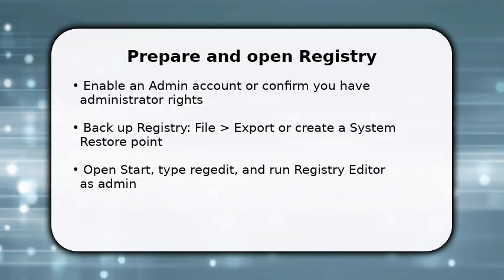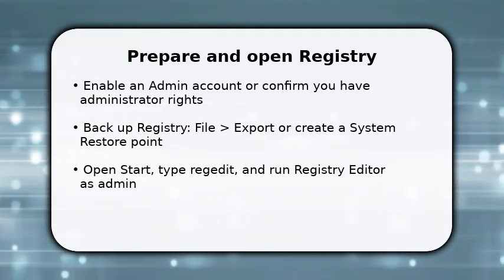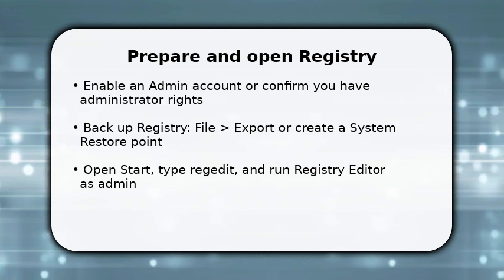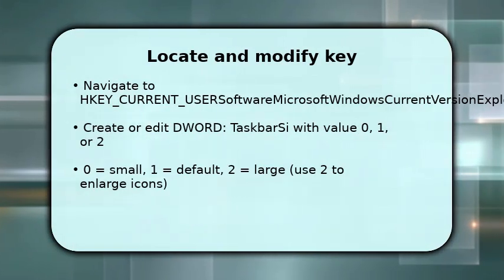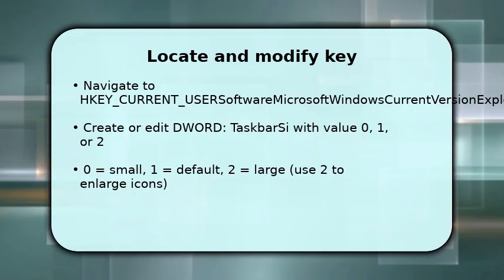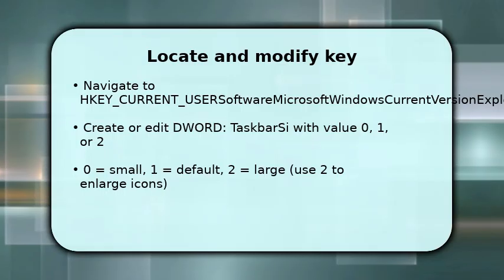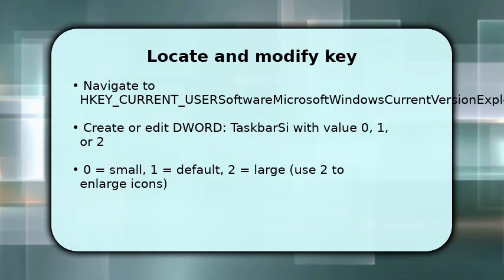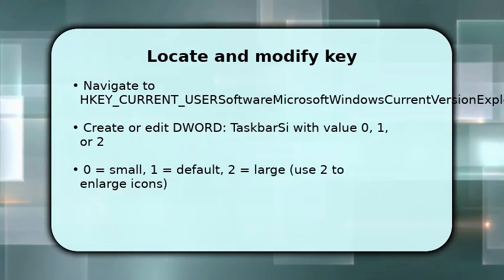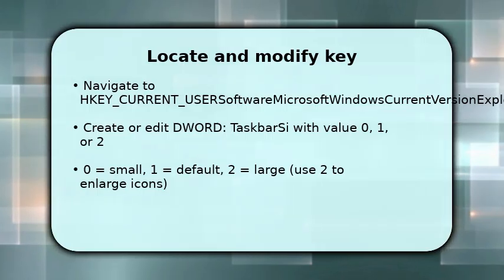Make sure no registry backups are pending, and close File Explorer windows, so changes apply cleanly when you restart Explorer later. You will now navigate to the Advanced key under Explorer and prepare the TaskbarSi DWORD. Once there, right-click Advanced, choose New DWORD 32-bit value if TaskbarSi is missing, then name it exactly TaskbarSi. Set its value to 2 to enlarge icons, use 1 to keep default or 0 for smaller icons.